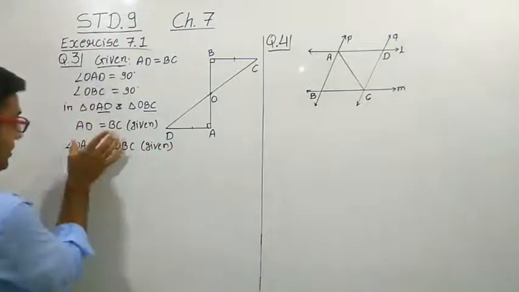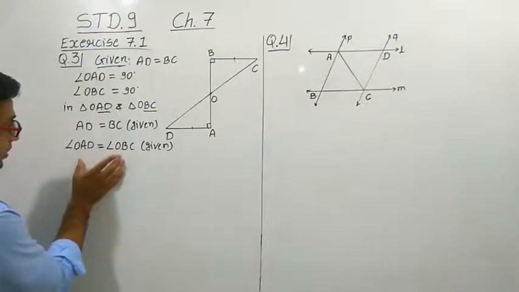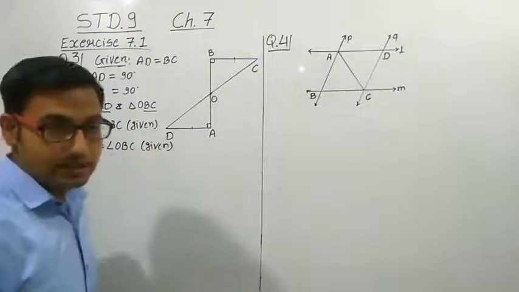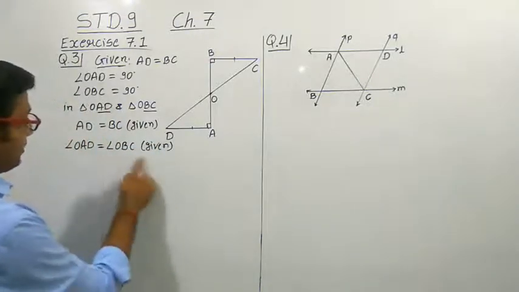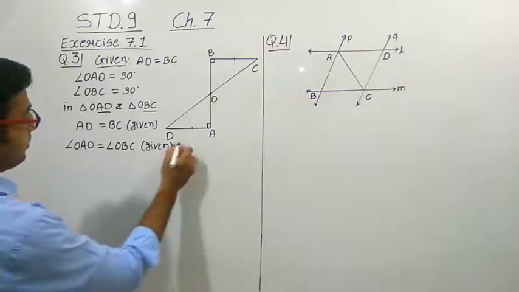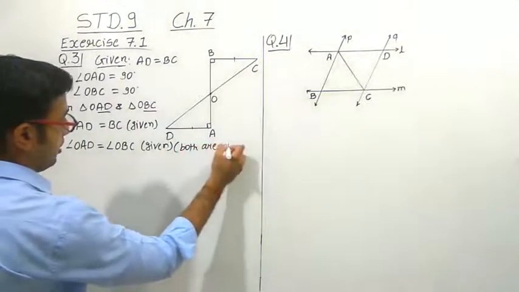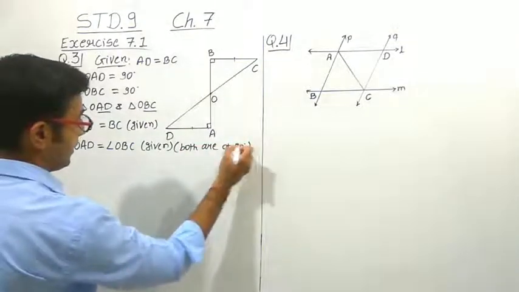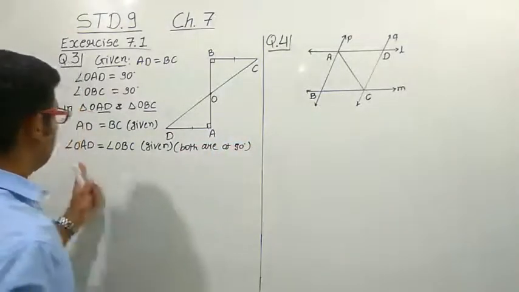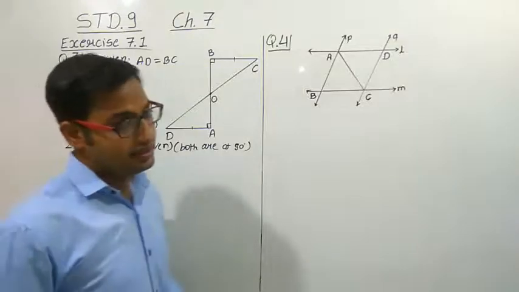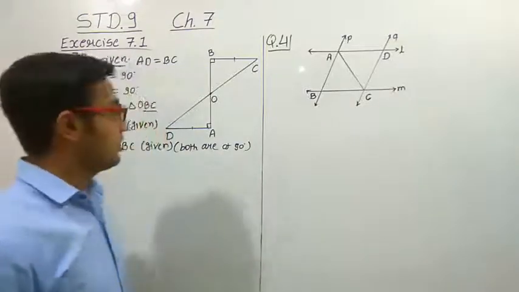This is already given, but we have to give reasons, right? What is the reason here? Both angles are 90 degrees, right? Both the angles are 90 degrees. So these two conditions we have. Think about the third condition.